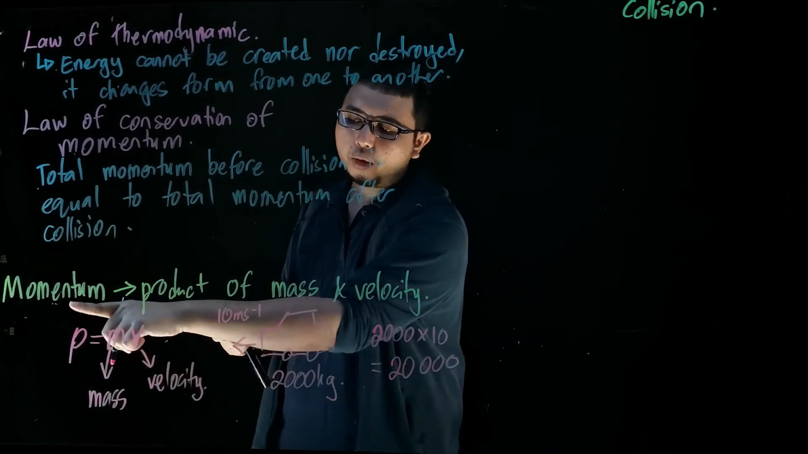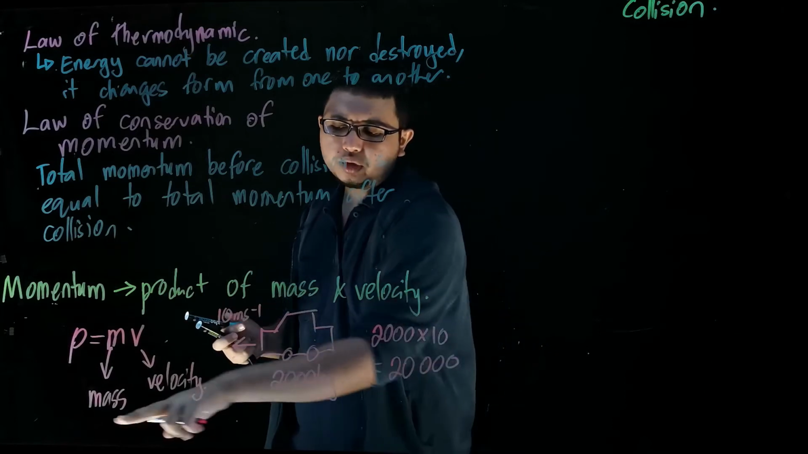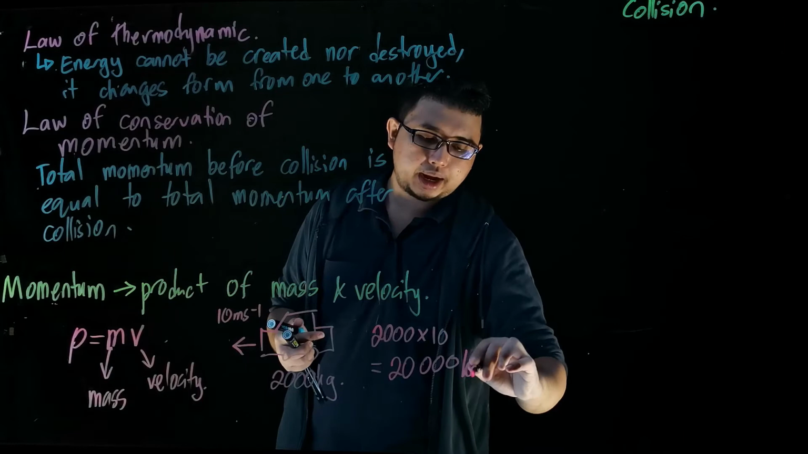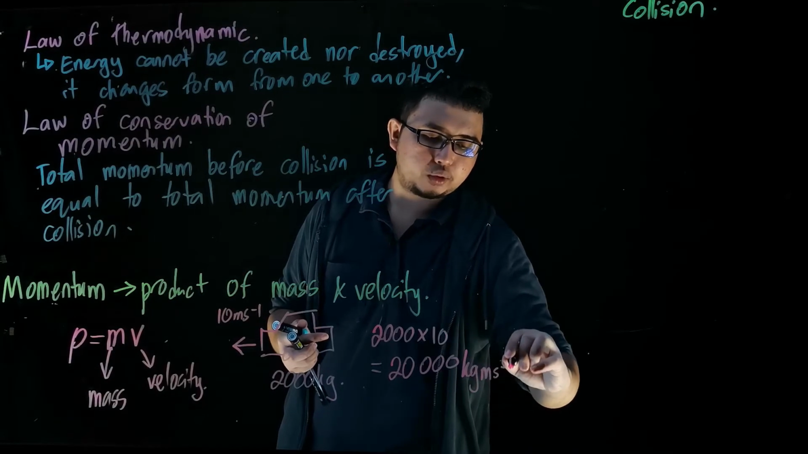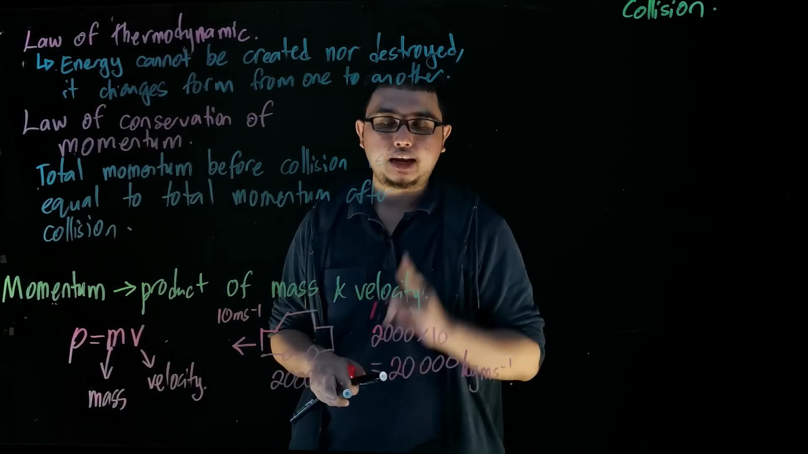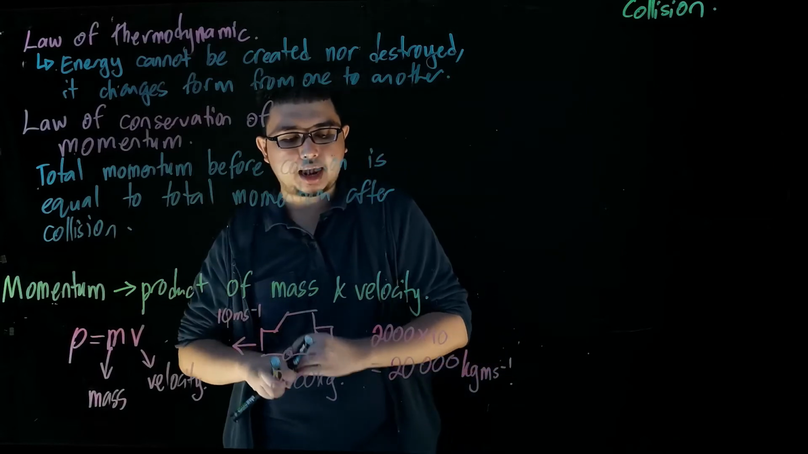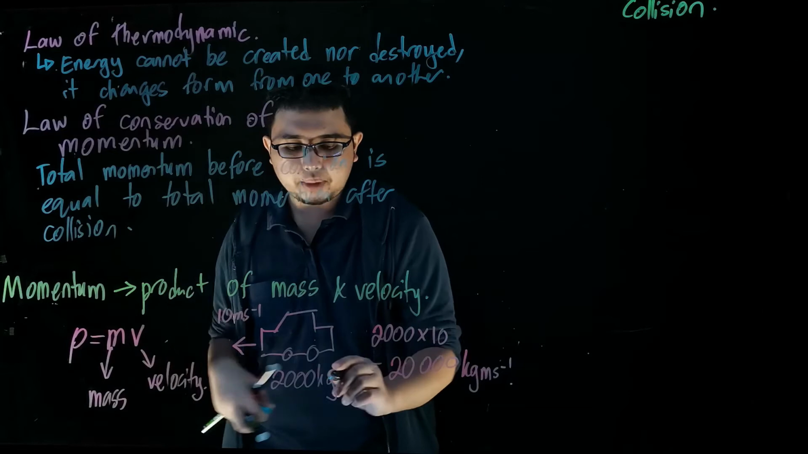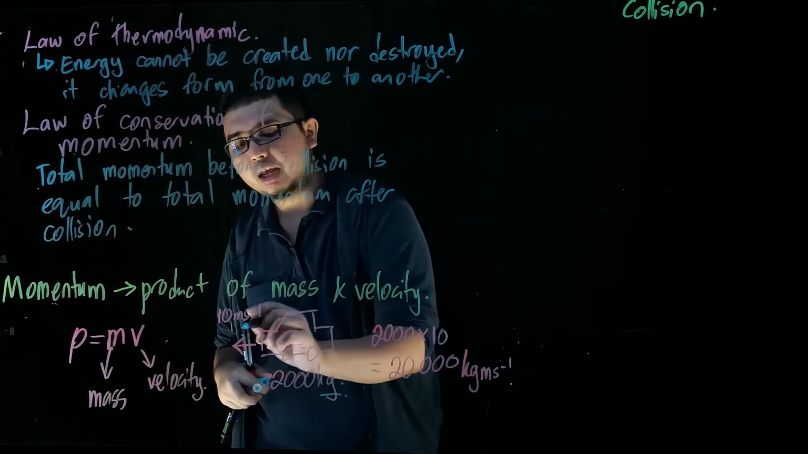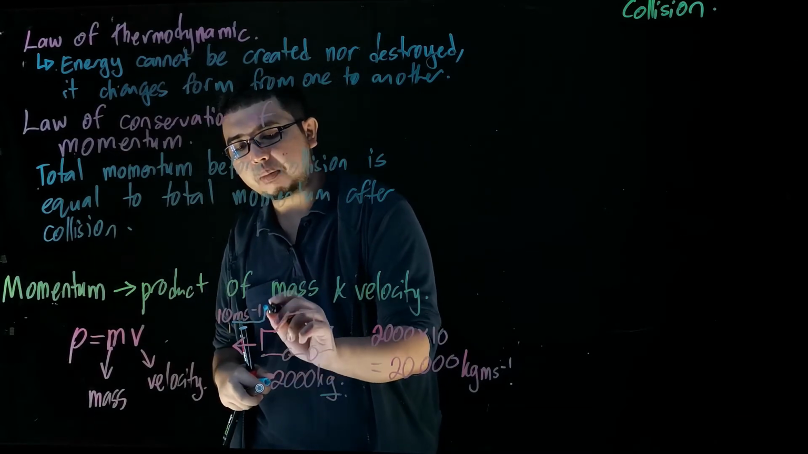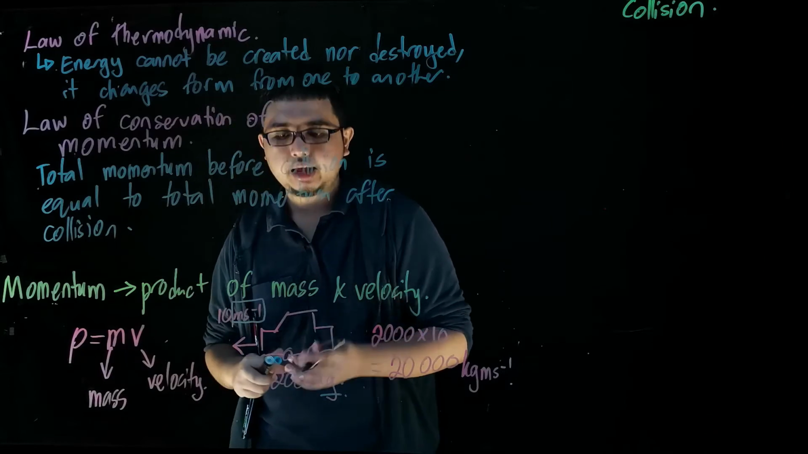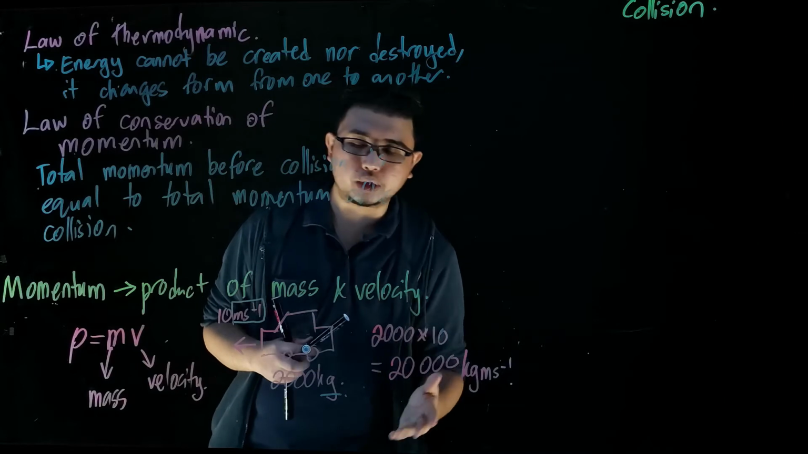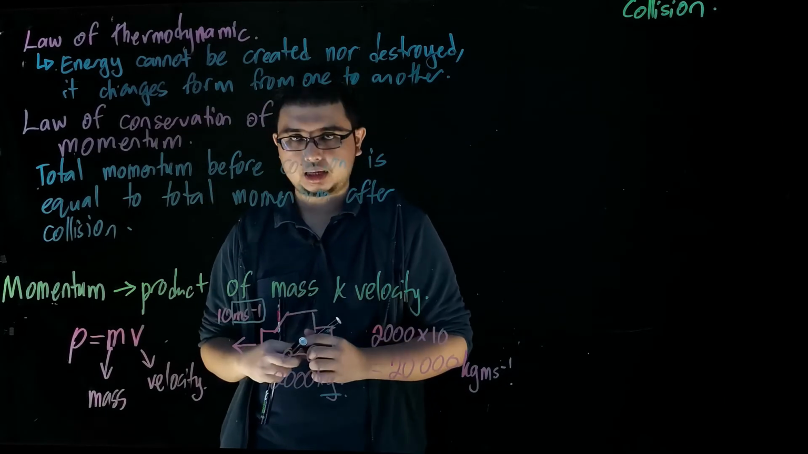The unit for momentum is very easy. We just take the unit of mass and the unit of velocity, combine them together, and you get this. Now, please remember that for all the basic SI units, mass is always in kilogram, speed is always in meter per second. If the question gives you kilometer per hour, convert it first to meter per second.